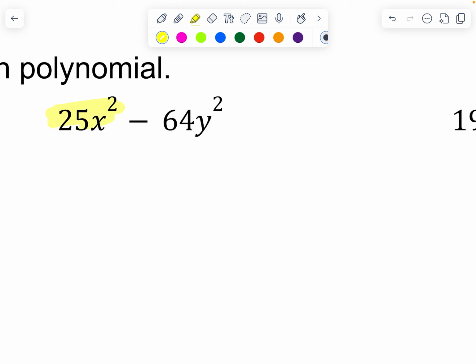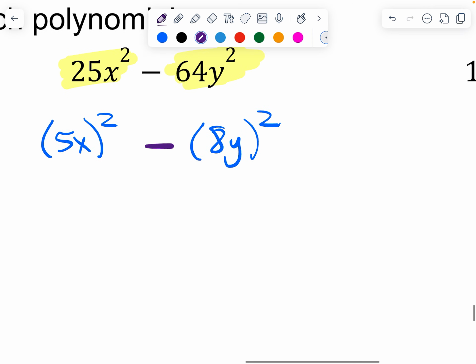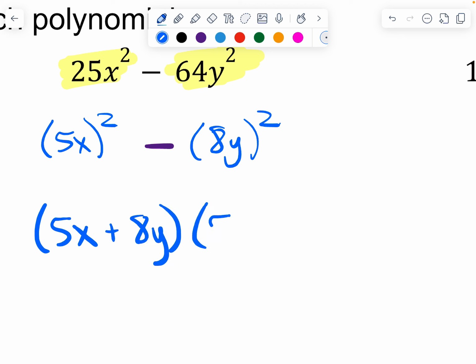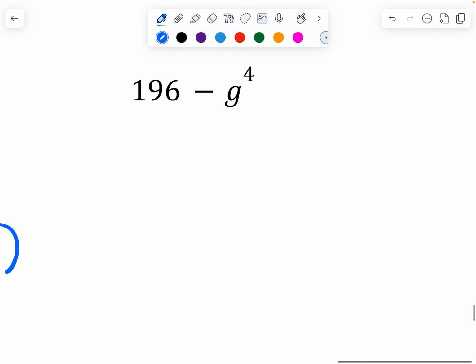Okay, so again, it's a binomial. Is this a perfect square? Is this a perfect square? So this is 5x all squared. This is 8y all squared, and they have a minus sign in between. So that is the difference of two squares. So I take the 5x plus 8y. Notice how I'm just switching back and forth which one has the plus sign and which one has the minus sign, so that you can see it doesn't matter which one has the plus sign and which one has the minus sign.